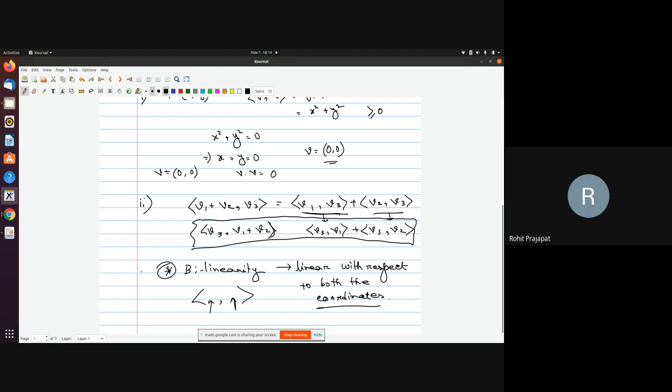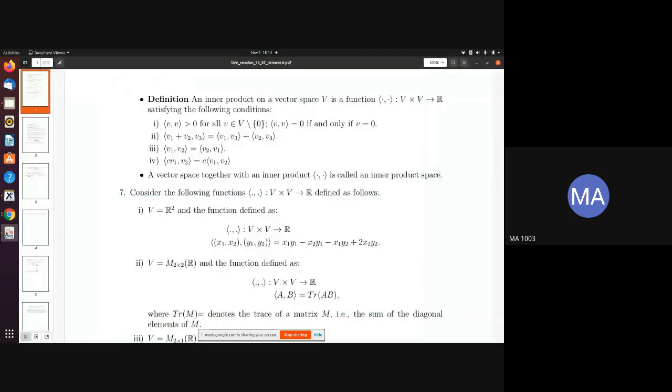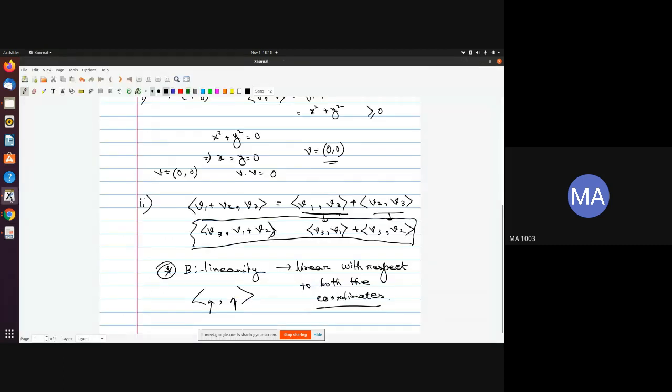Yes. Sir, but on what basis did you flip that v3 comma v1 plus v2? Symmetricity, no? But it is not an inner product; we are yet to prove that it is an inner product. I am saying the second and third axioms, these two together, give us the bilinearity property. Okay. So bilinearity means it should be linear with respect to both the coordinates.